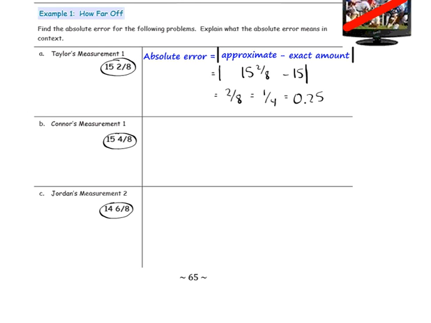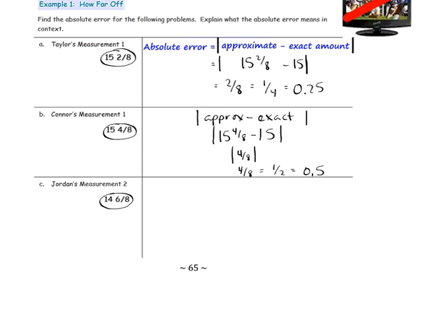Connor's measurement. So we want the absolute value of the approximate minus the exact. So his approximation was 15 4/8. The exact amount is 15. So subtract those and you get 4/8. And the absolute value of 4/8 is 4/8. And you could simplify that if you wanted to, or you could even write it as a decimal. So what that means is Connor's measurement is 1/2 inch off the actual amount. So we have Jordan's measurement, and this is Jordan's second measurement.